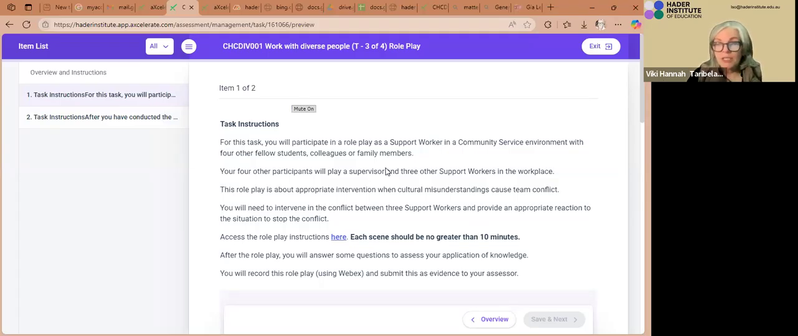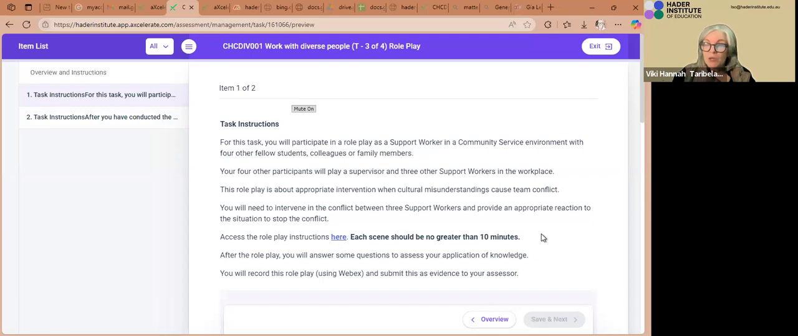So with the instructions, it says that your role play instructions are here when you're going to your portal. You are to click on there and you are to go in and get your instructions. So it says each scene should be no greater than 10 minutes. We'll accept 9, we'd accept 11. But we wouldn't accept 25 minutes, but 10 is what you're aiming for.